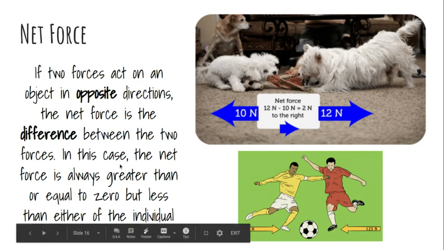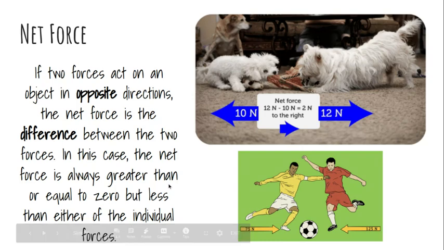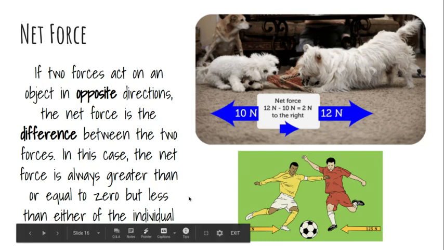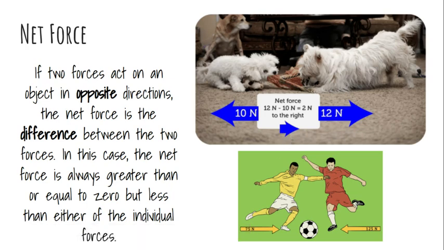In this case, the net force is always going to be greater than or equal to 0, but less than either of the individual forces. So whatever way the object is going to start moving is going to be less than these starting ones, but it's going to be more than 0.